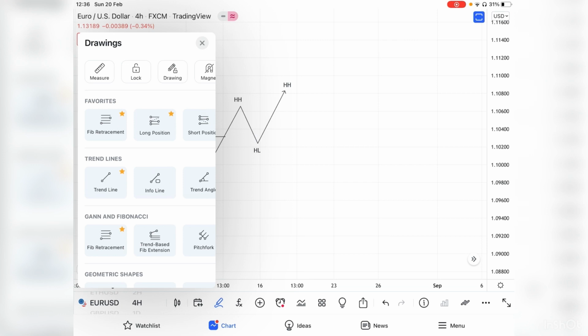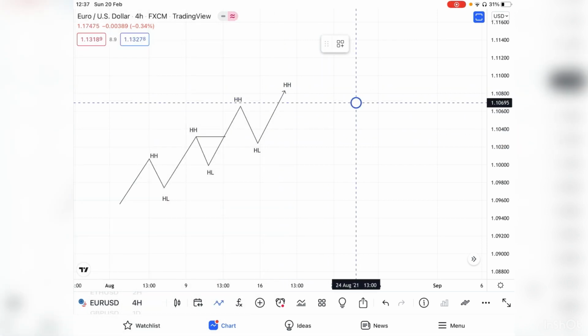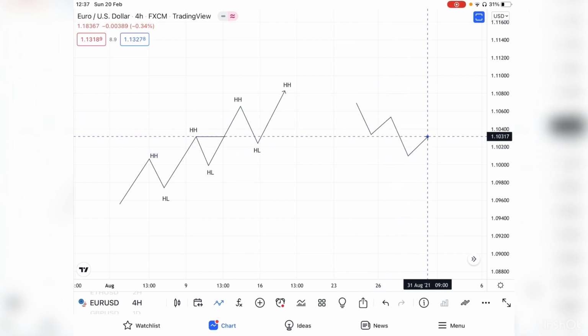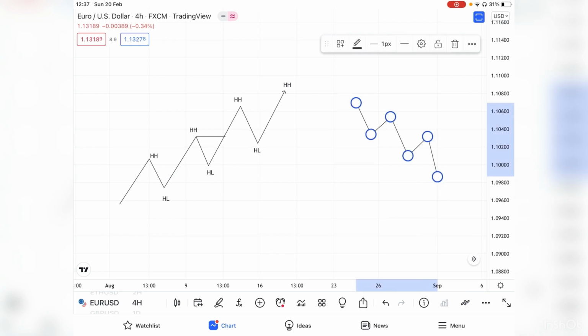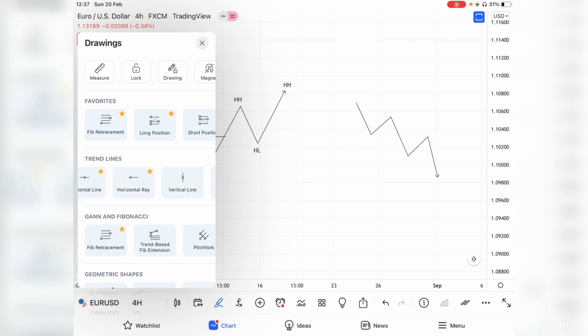So for the downtrend example, it's exactly the same thing but the opposite way. So lower low, lower high, lower low, lower high, and lower low. When the market is in a downtrend, it moves by creating a series of lower lows and lower highs.